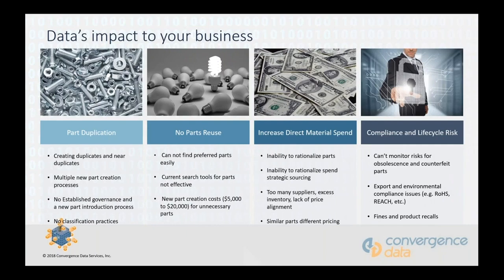And then another organization that will suffer from bad parts data is your supply chain, which will increase direct material costs. Because if you have a proliferation of duplicate parts and near duplicate parts, you're going to have a lot of issues with high direct material spend, typically contributed by having too many suppliers providing you basically the same types of parts at different pricing and at different inventory levels, which is a huge cost to any organization. And then lastly, if your data is poor and you have electronic components, you may be at risk and have compliance and lifecycle issues that you don't even realize. You may be putting obsolete components into your bills of material.